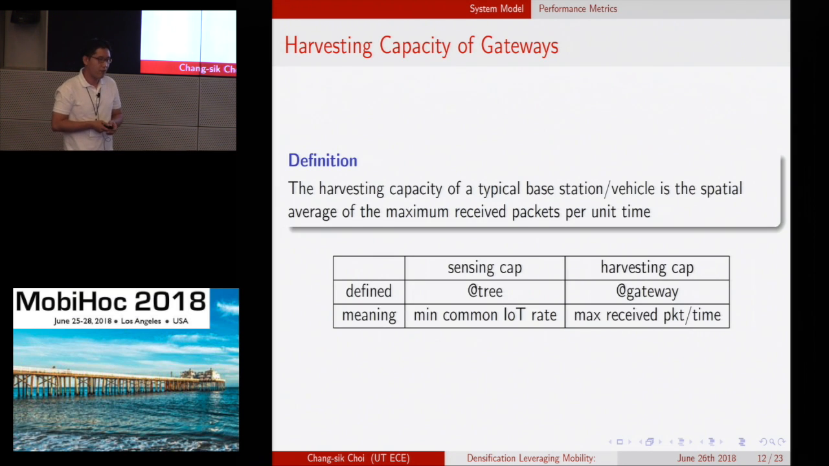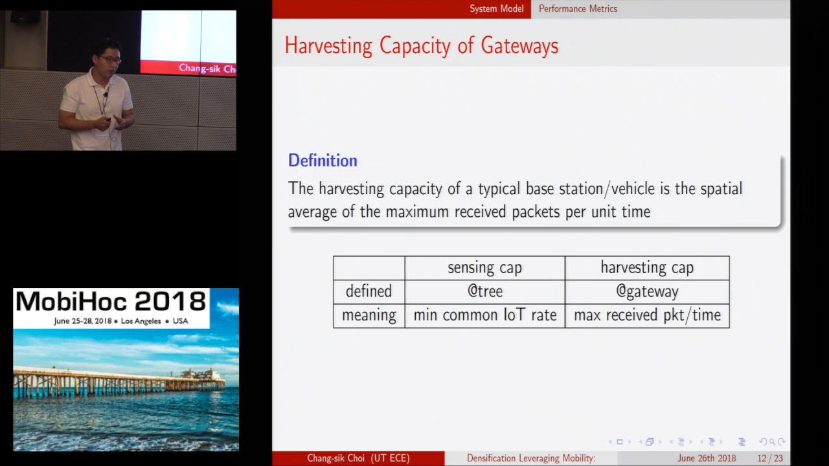And we also have harvesting capacity. The harvesting capacity is, for the typical base station or the typical vehicle, the spatial average of the maximum received packets per unit time. So the sensing capacity is defined for the tree, but the harvesting capacity is defined for the gateway. So we have two gateways in two different architectures. In cellular, the gateway is the base station, but in vehicular, the gateways are vehicles. And its meaning is as follows. The sensing capacity means the minimum common IoT rate.